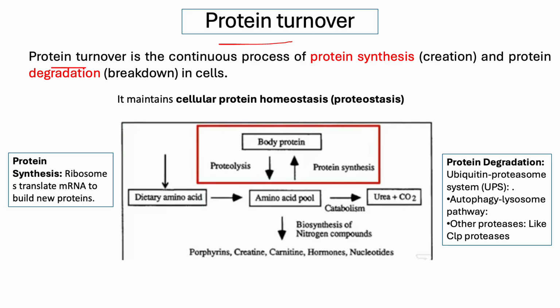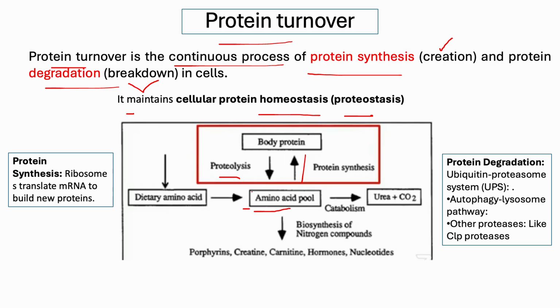Protein turnover is a continuous process of protein synthesis, that is the creation of protein, and protein degradation, that is the breakdown of protein. Why is it important? It's important to maintain cellular protein homeostasis, that we call proteostasis. How does it occur? In our body, or in plants also, protein synthesis occurs through the amino acid pool, and then it produces the protein. Proteolysis, different proteolytic activities, proteases or others, degrade the protein, and then this amino acid again stays in the amino acid pool.